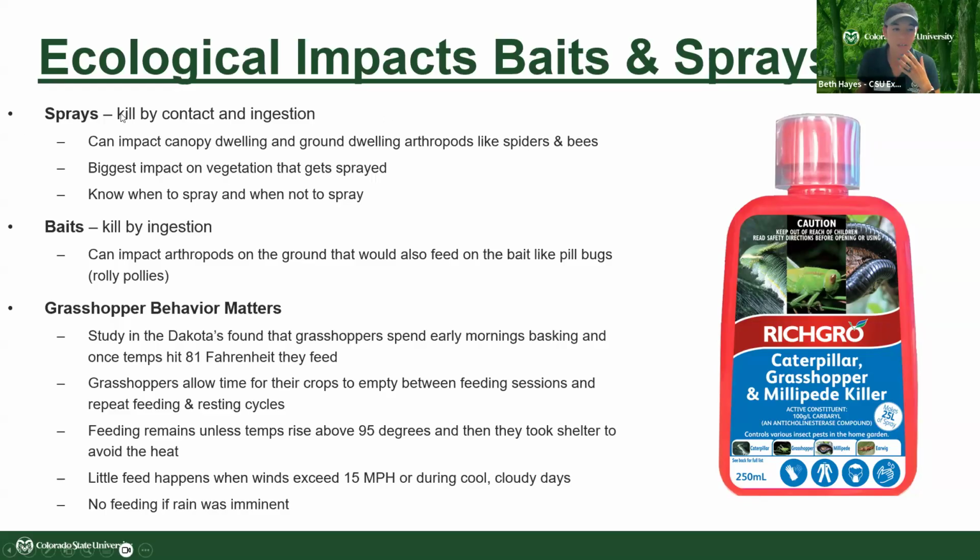The biggest impact with sprays is on vegetation. Know when to spray and when not to spray, specifically with bees. With bait, you can kill some of the arthropods on the ground, like pill bugs, which are the roly-poly guys. You can have a small impact on ant colonies. It's not been highly documented. You can affect some other beetle species, but typically not. They typically avoid a lot of it.